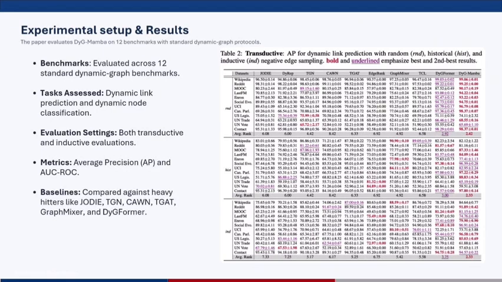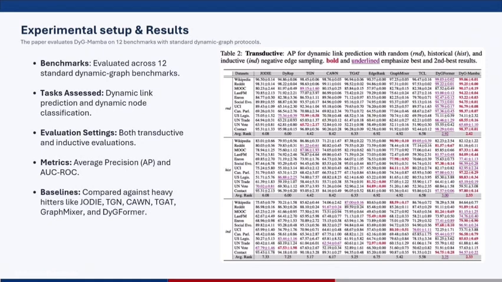And the baselines they are compared against are a variety of other models, from RNN-based, transformer-based, and vanilla GNN-based. Some of them are TGN, TGAT, GraphMixer, DyGFormer, and other models.